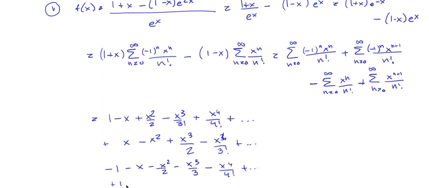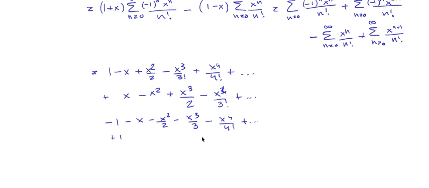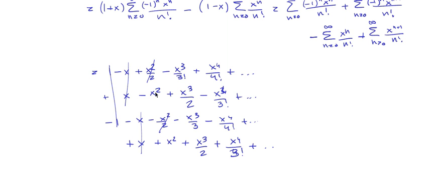And then the last one is plus 1, plus x, plus x squared plus x cubed over 2 plus x to the 4th over 3 factorial, and so on and so forth, right? So it's obvious that the terms here go away. This and this go away, this and this go away, and again this and this go away. So all the even terms go away.